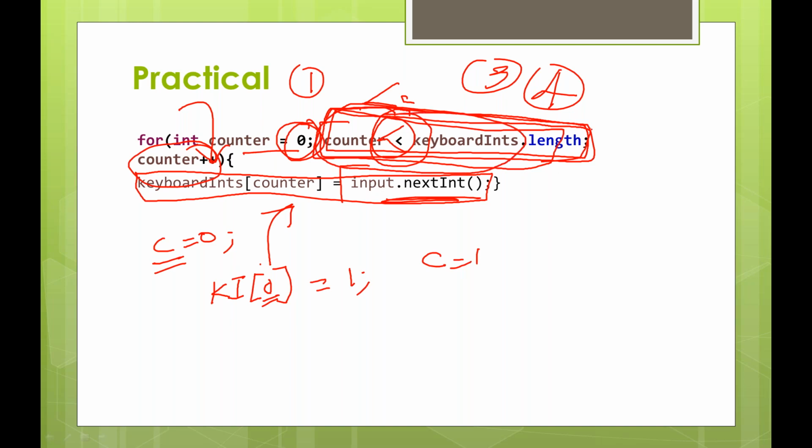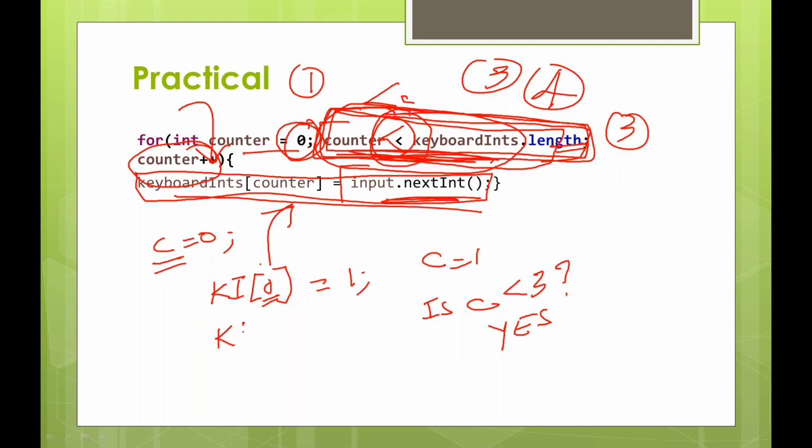I have given the length as 3. The test condition is: is C less than 3? Yes. So it executes this statement again. Ki of 1 is equal to 2, assume this is what I am entering from the keyboard. Now C is incremented once, so it becomes 2.